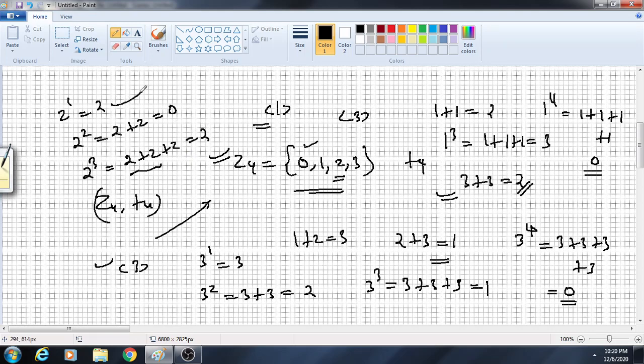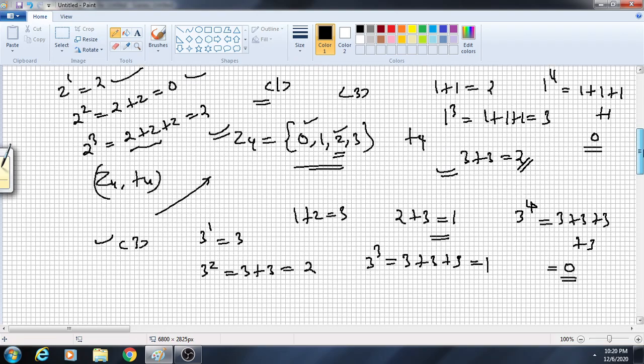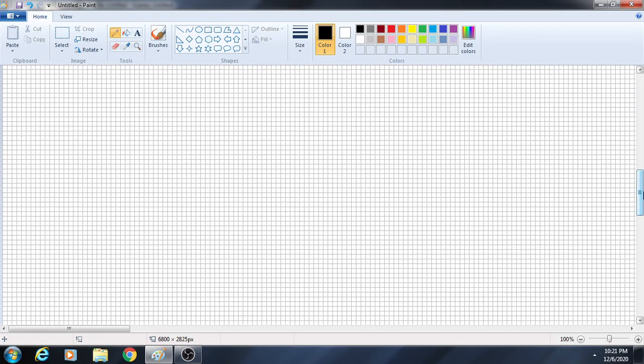You will only get 2's and 0's. So every element is not generated. So 2 is not a generator. Naturally 0 also will not be a generator. So every element need not be a generator, but there can be many generators in a group, just like 1 and 3. Okay, so this was the basics of cyclic groups.